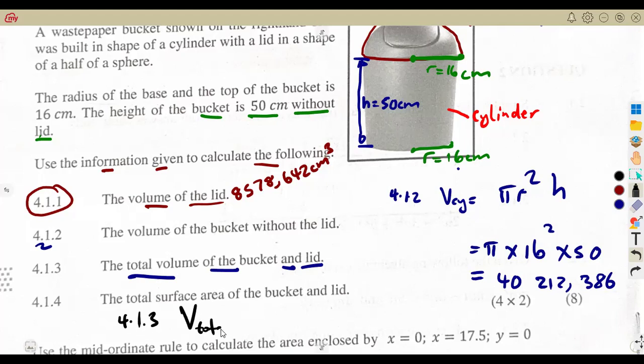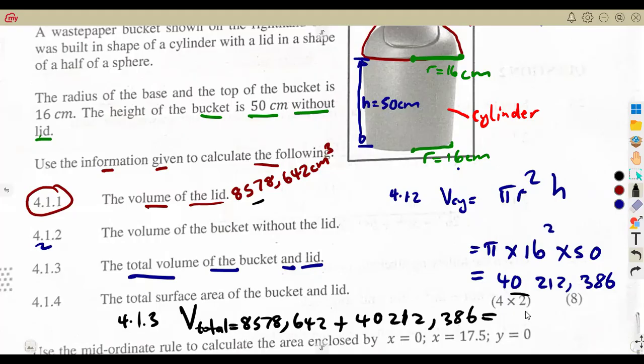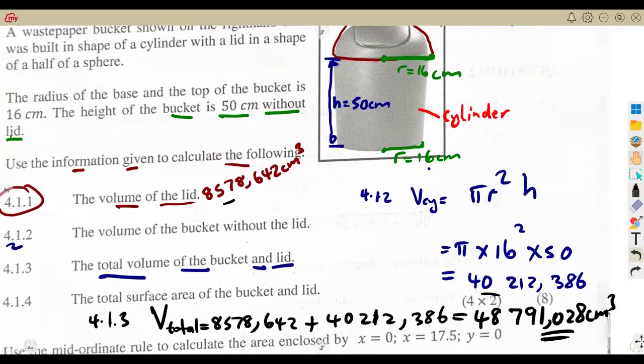So our V total was simply going to be this plus this one. That's 8578.642 plus what you got before, 40,212,386. All right, so that was it, guys. You are already having the volumes. So that was going to give us 48,791,028 cubic centimeters, just like that. So we have got the volume there. All right, this is cubic centimeters.